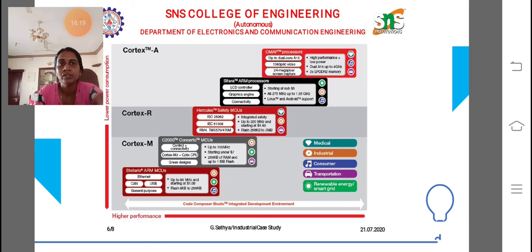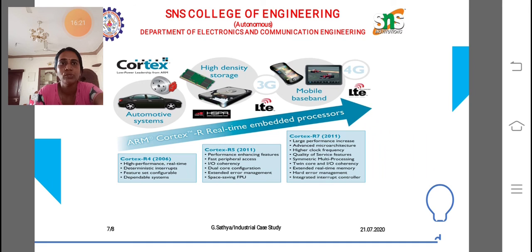So from this we have to conclude that the higher end applications are mainly used in automotive systems, high density storage units and mobile baseband units. We are using this ARM Cortex series, that is A, M and R series. So that's why this is our prototype model.